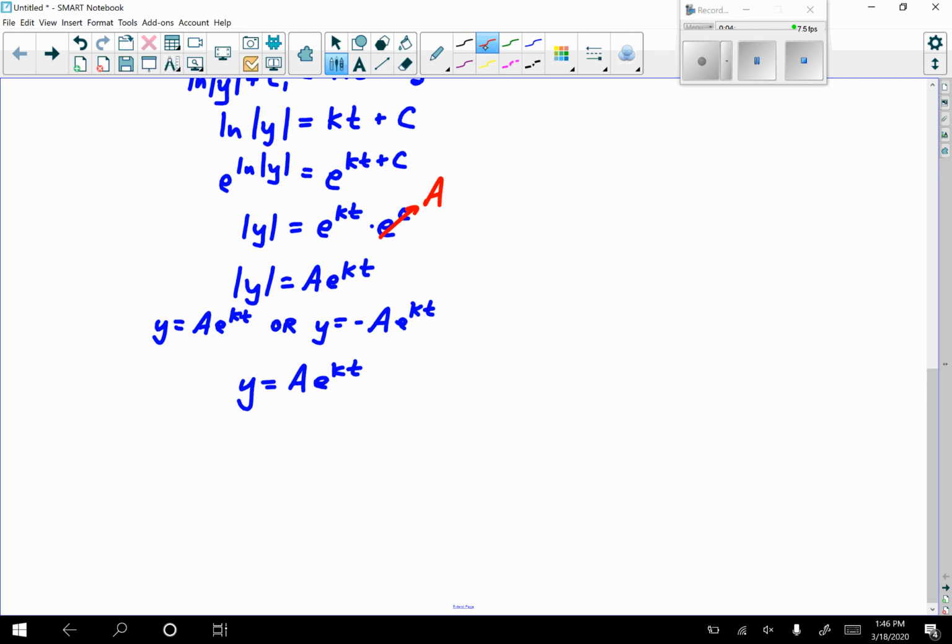This should look familiar. We have seen in the past, just switching around some letters, that some amount is equal to an initial amount or the principal investment times e to the RT. So that's where this equation is coming from. But we could see it in many different forms. It could look like this. It could be the same as A is equal to, so some amount is equal to an initial amount times e to the kt. These pretty much mean the same thing.